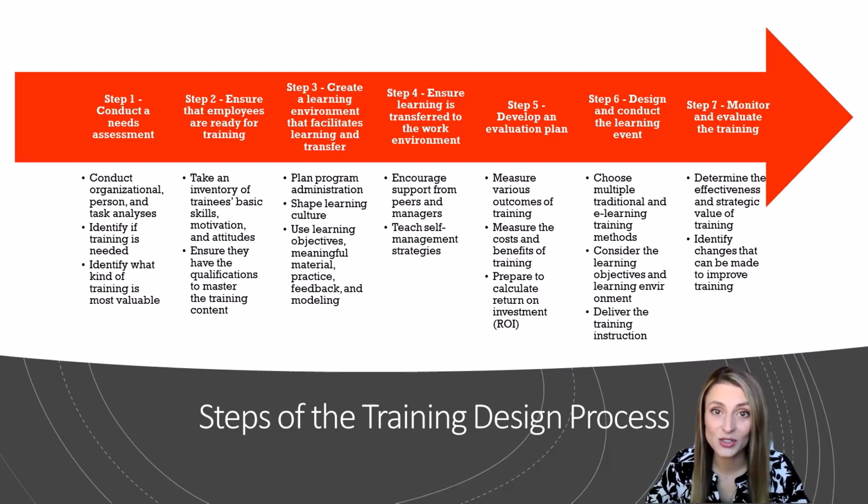Step 6, towards the very end of this linear process, is when the training is actually conducted. Step 7 then involves evaluating the effectiveness of that training. Let's take a look at each one of these steps in more detail on the following slides.